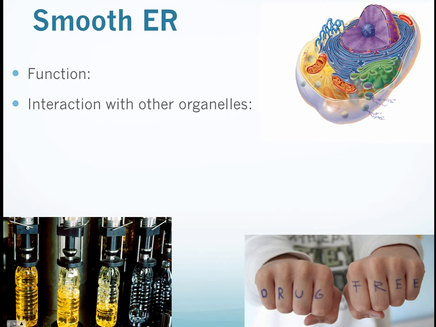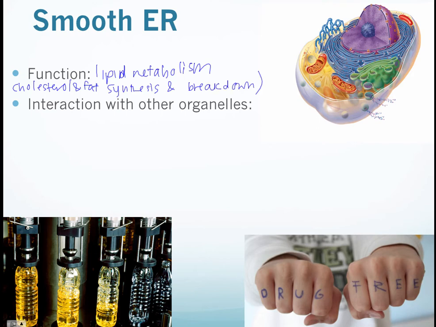Smooth endoplasmic reticulum. This is our next organelle. And the function of this is for lipid metabolism. And what that means, it includes cholesterol and fat synthesis, as well as breakdown. Right, so remember, metabolism always builds up and then breaks down.